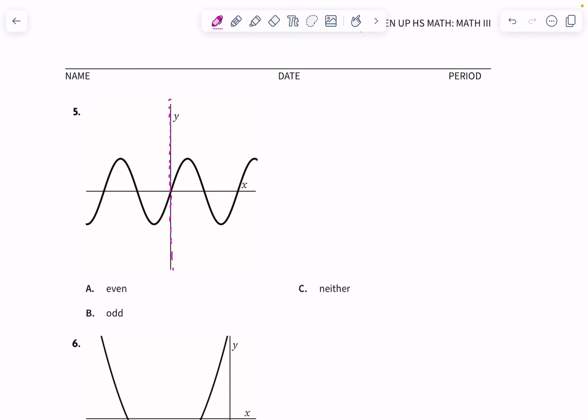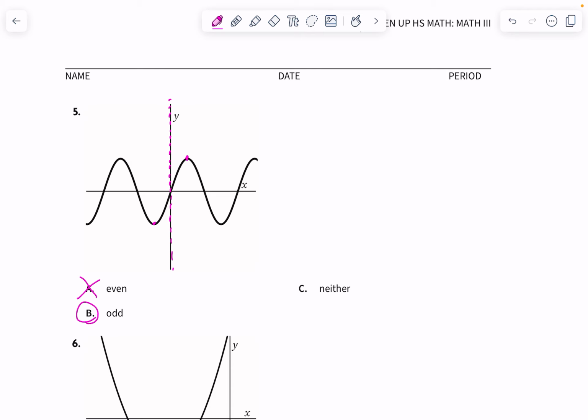Not quite, right? This would need something to be around there, and that is too far. So it's not even. What about an odd function? If I were to rotate this entire thing 180 degrees, I'm going to get to the exact same point. This is an odd function, okay?